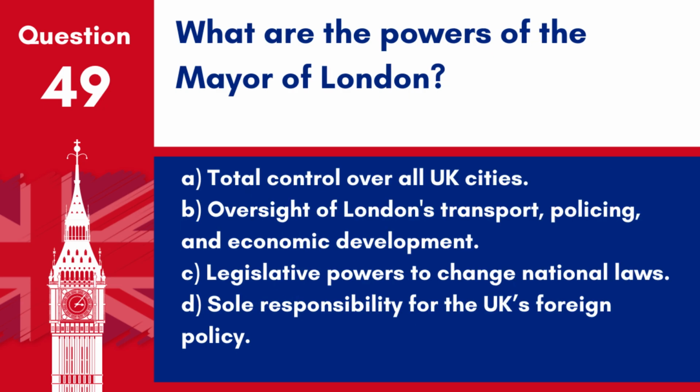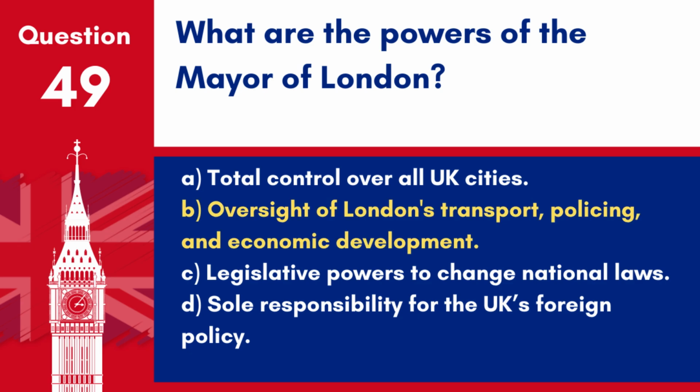Question 49. What are the powers of the Mayor of London? A. Total control over all UK cities. B. Oversight of London's transport, policing and economic development. C. Legislative powers to change national laws. D. Sole responsibility for the UK's foreign policy.